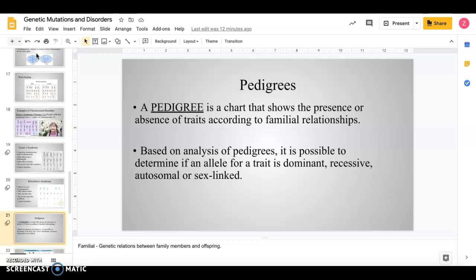So recessive alleles, you need two copies, remember, and you only need one copy of a dominant. And if we're looking at sex-linked or autosomal alleles, remember we have 44 autosomal chromosomes, and genes and alleles are located on those autosomal chromosomes, or there are some genes and alleles located on our sex chromosomes, which is usually XY in males, and usually XX in females.